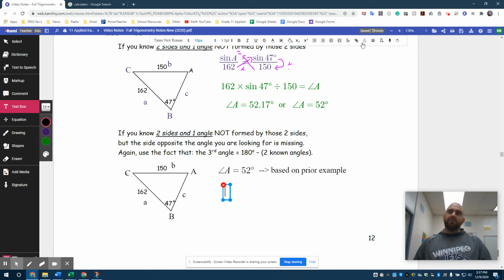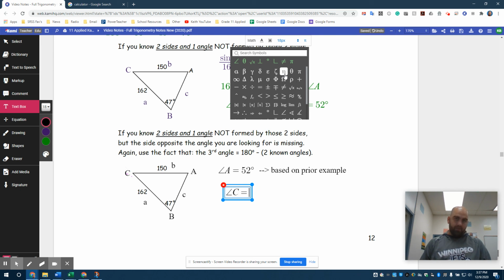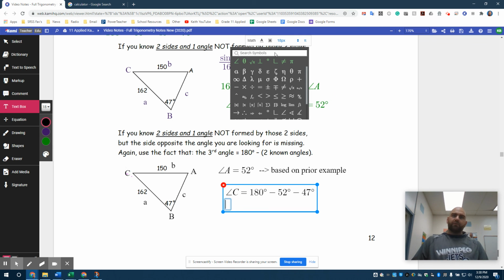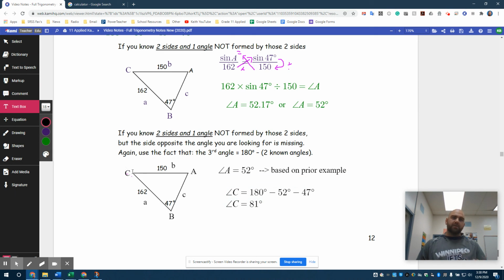To find angle C, angle C is equal to 180 degrees minus our other two. So 52 degrees minus 47 degrees, and that's going to equal our angle C. And so if we do the calculations, angle C is equal to 81 degrees. And so angle C is equal to 81 degrees. Now that we know angle C, we could actually find side C as well.